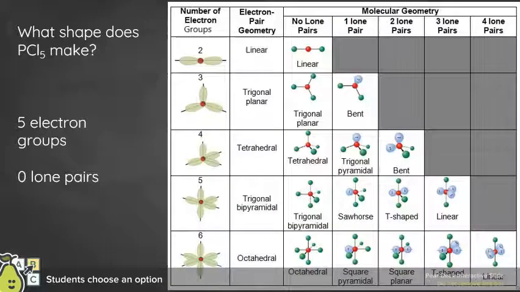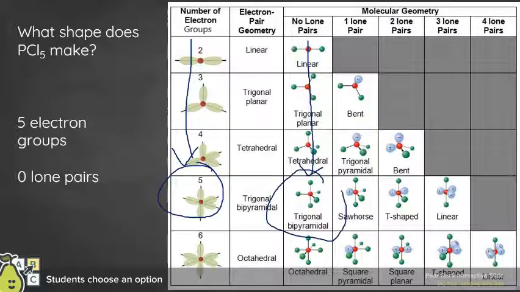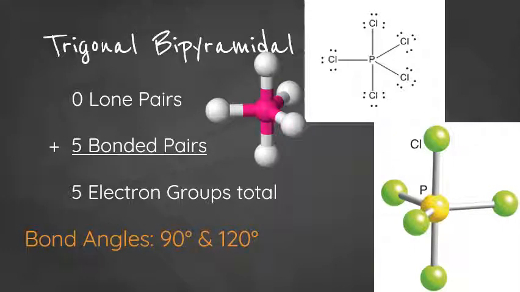All right, so we're going to now see what shape this makes with 5 electron groups and none of them being lone pairs. So we're going to follow on our left-hand column down to the one for 5 electron groups and then no lone pairs. We're going to follow that column down here, and it says that it is a trigonal bipyramidal shape. So trigonal bipyramidal looks like this.